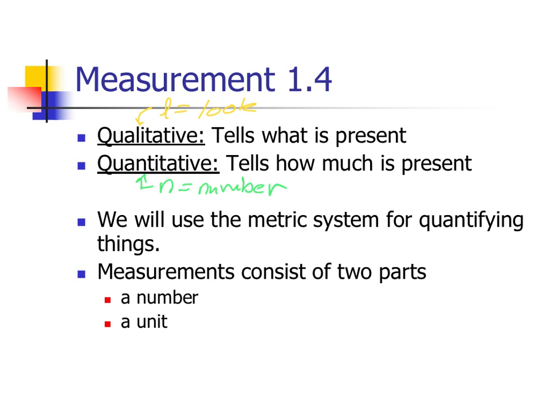So L is for looking. Qual. Quant. N is for numbers. Quantitative tells us how much is present. Qualitative just tells us what is present. Can we see it? And that's not always looking, but there's no numbers really involved with it. Okay? It's either yay, it's there, or no, it's not. And even if it's not, that doesn't mean that it's not there. It's just not there to the degree that we can detect at that level.